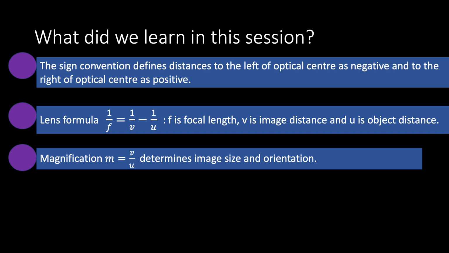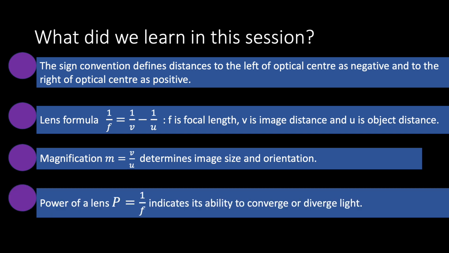Magnification m is equal to v divided by u. It will help in determining the image size and orientation. Power of a lens P is equal to 1 divided by f. It indicates the ability of a lens to converge or diverge light. The unit is diopter.